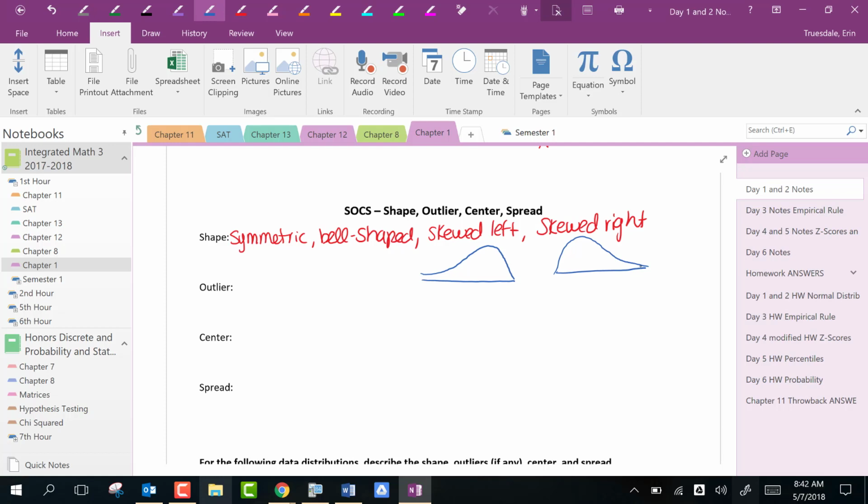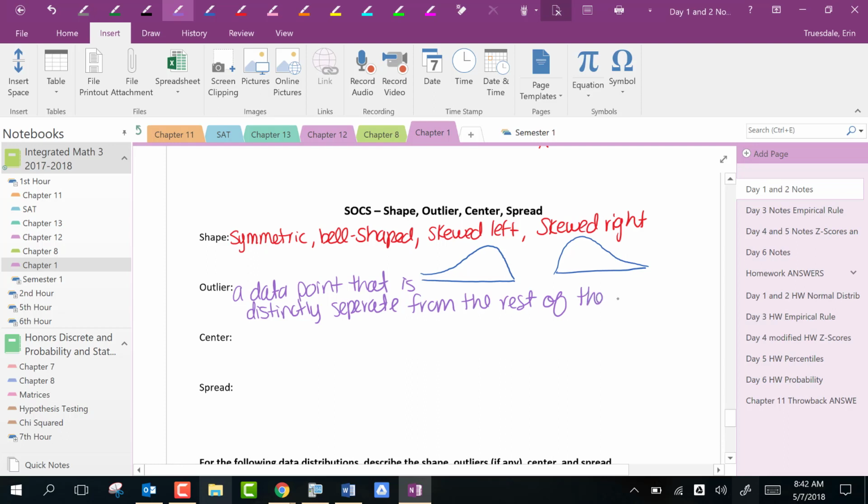Okay, an outlier is a data point that is distinctly separate from the rest of the data. It's like real far away. So everything's hovering around the 80 range, and this outlier is like a 2. Some score like a 2.